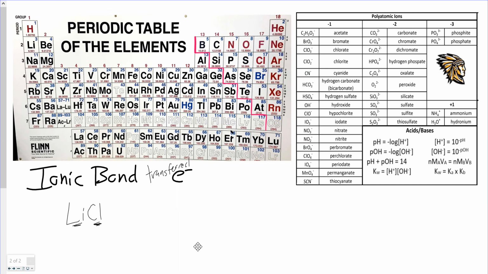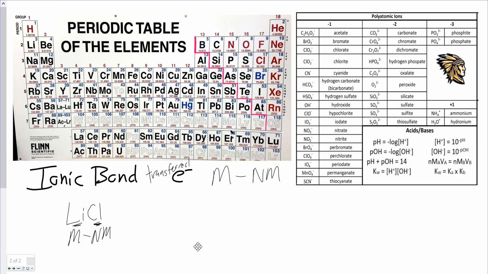Metal and non-metal. Excellent, yes. A metal and a non-metal, and it's always in that order. You always list the metal first, and then it's always followed by the non-metal.